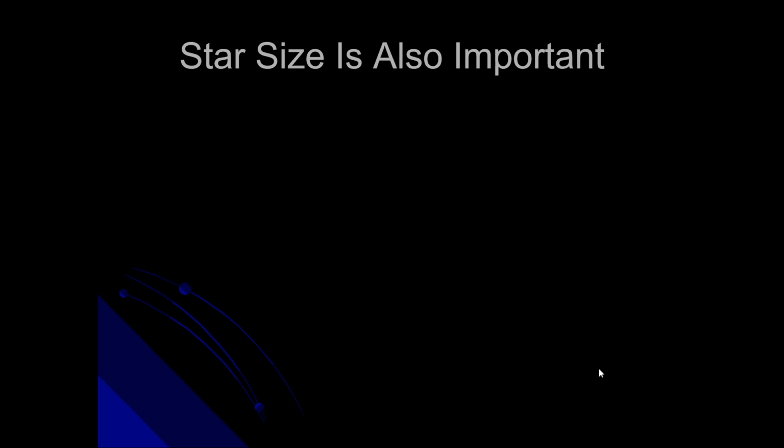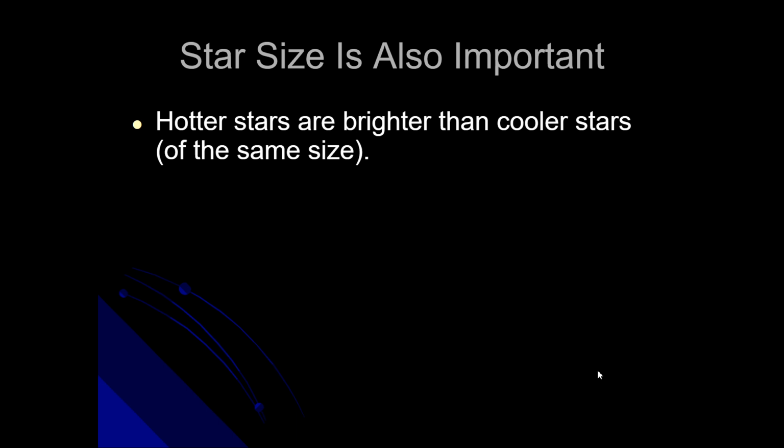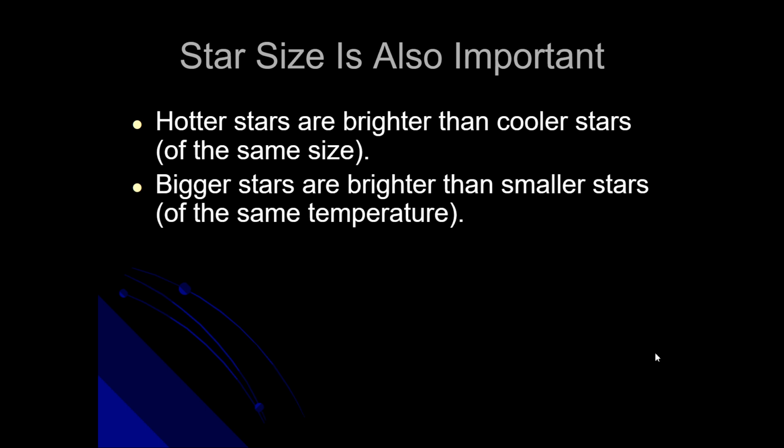So the size of the star is important. Hotter stars are brighter than cooler stars of the same size. Keep that in mind. So bigger stars are brighter than smaller stars when you look at the same temperature. So this is where it gets a little bit complicated. If I have a hot, bright star that is large, it's going to be even brighter. If I have a hot, small star, it's going to be dimmer. Okay, so hot stars are brighter than cooler stars of the same size. Bigger stars are brighter than the smaller stars of the same temperature.